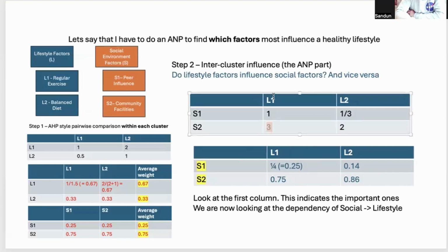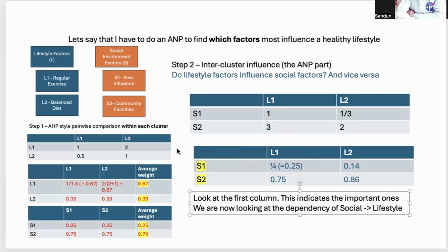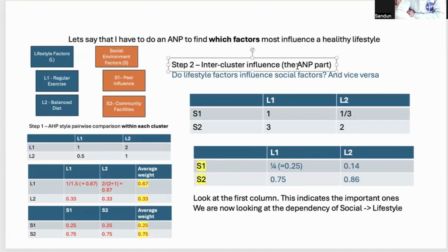Social S2 is 3 times more important than L1. In that case, S2 is balanced diet. So it's more important. So S2 is community facilities, sorry, community facilities 3 times more important than regular exercise. So that's what it says. Okay, so that's interclass dependence. I will keep this as is, and then I will move to the next one, the same class dependency.